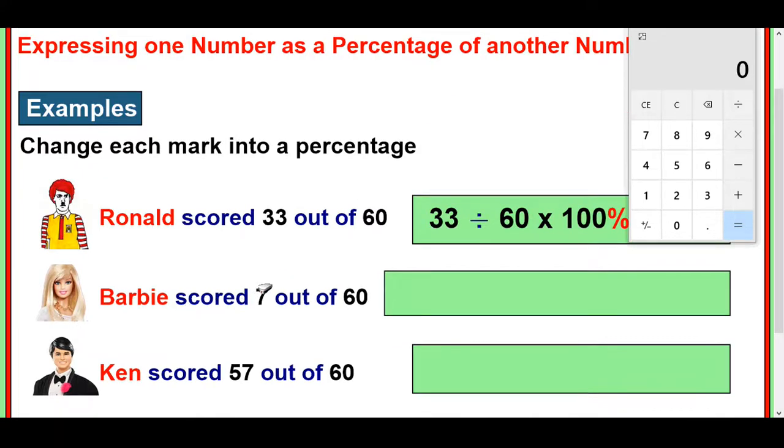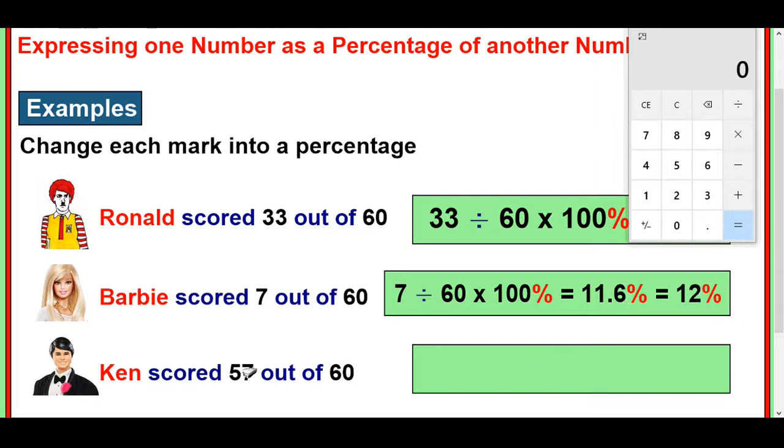Barbie didn't do so well. She got 7 out of 60, so just 7 divided by 60 times 100. This would be your working for this. And then we get 11.6 in the calculator. Now, what you'll notice when your teachers give you test scores, it's usually to the nearest whole number. We never give you decimal percentages, so just round it up to 12%.